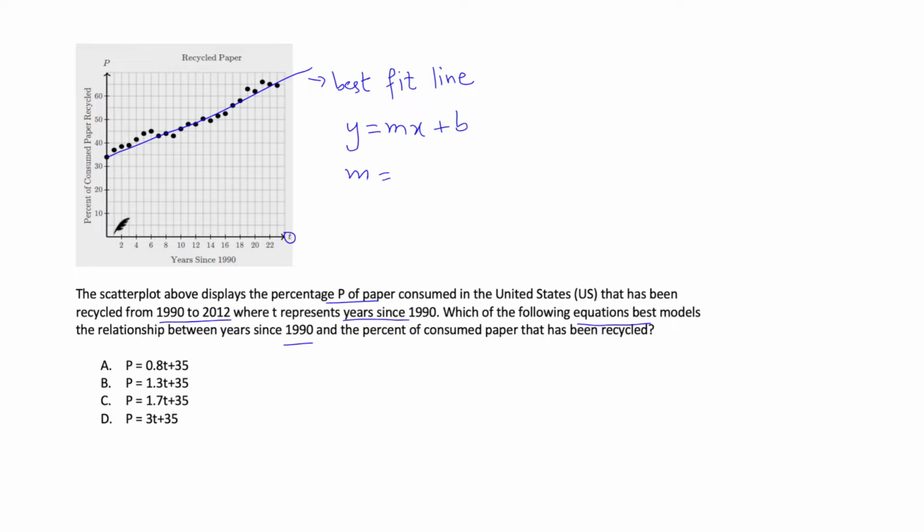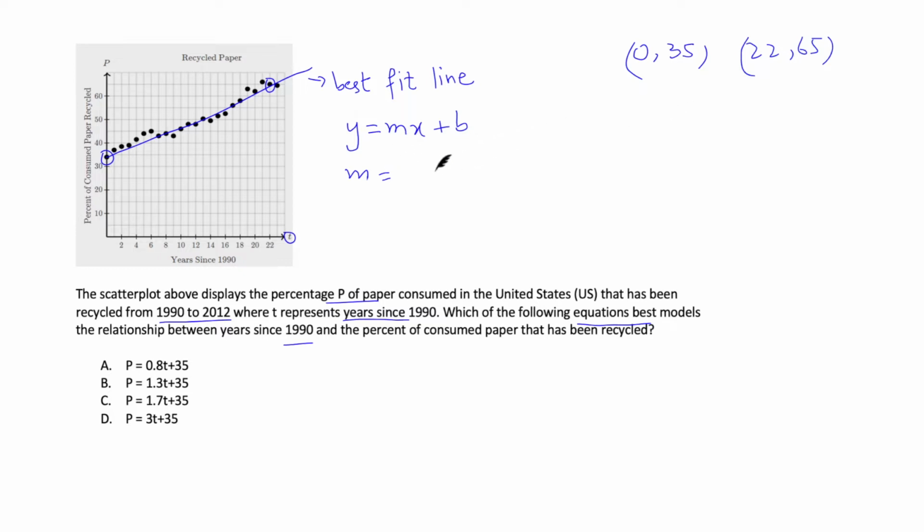So I'll take 1 point, which is this. So let's say 0, 35 is our 1 point and another point somewhere here. Let's say 22 and 65. Yeah, this is a good point. The second point is 22, 65. Now we have got our 2 points. Just take out the gradient and we will have your answer.